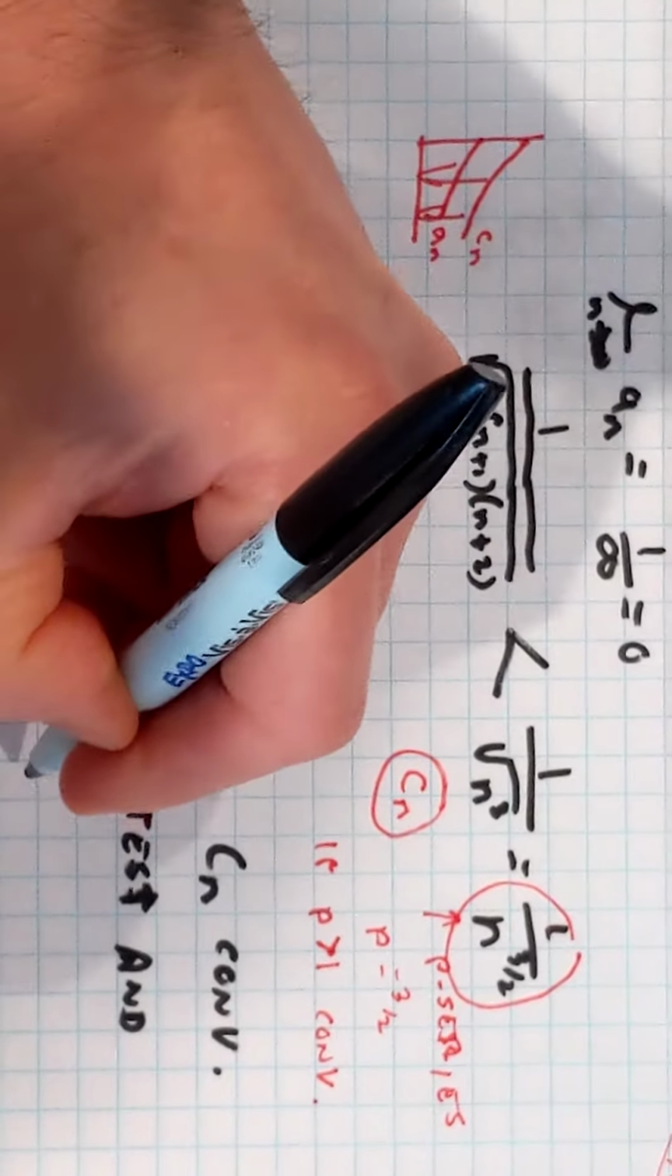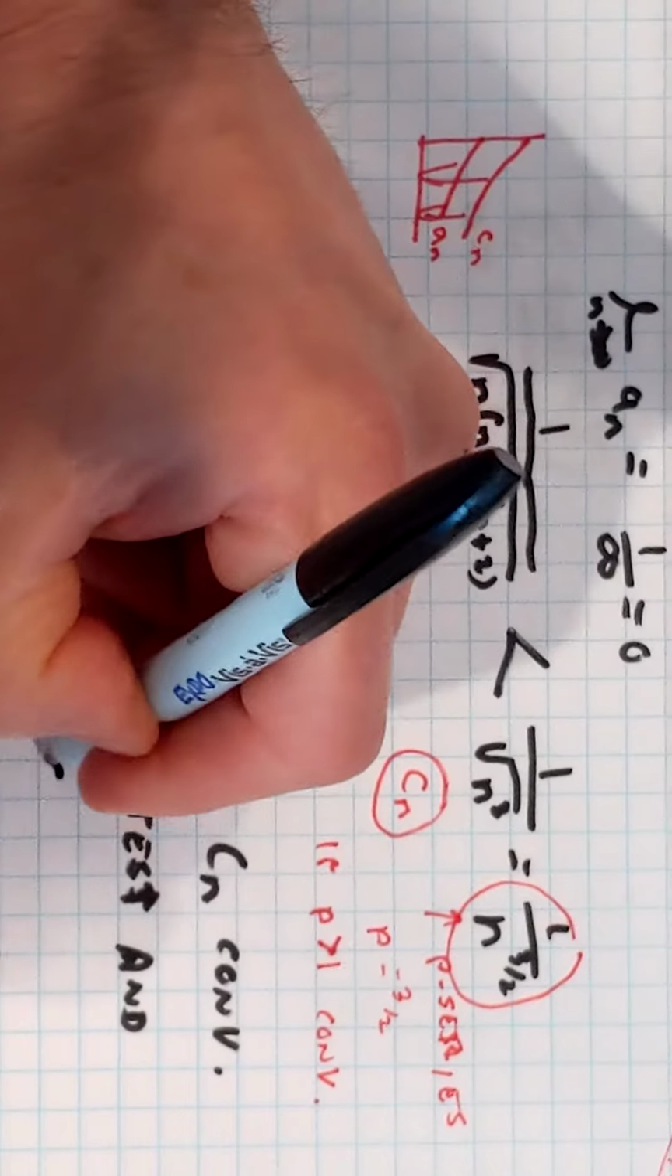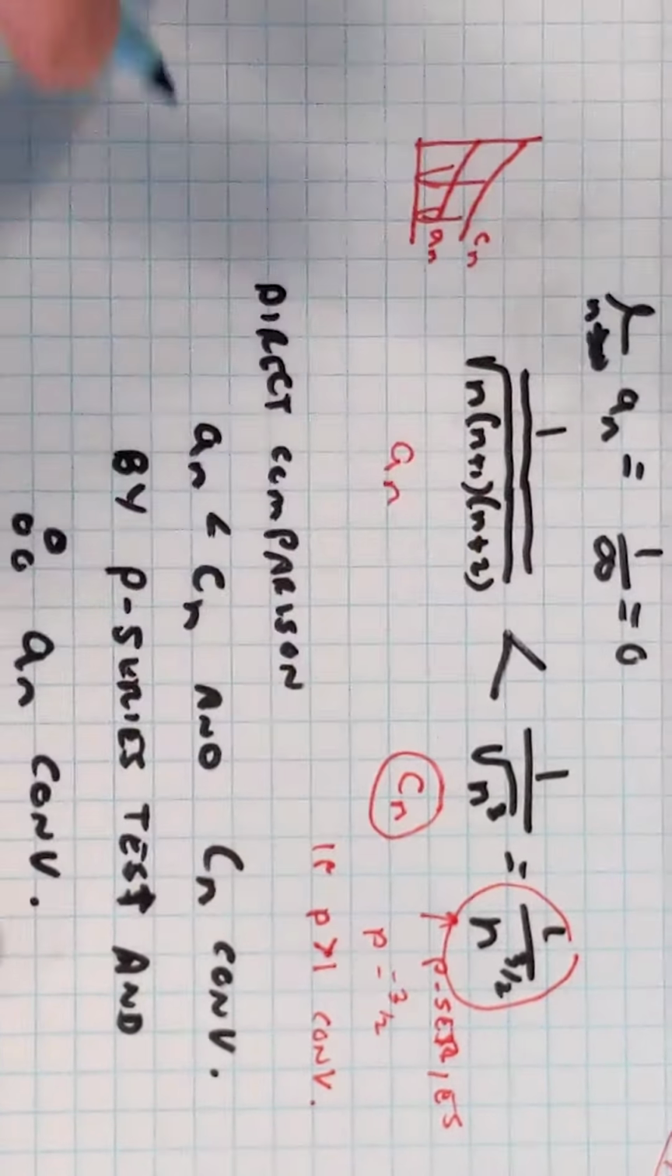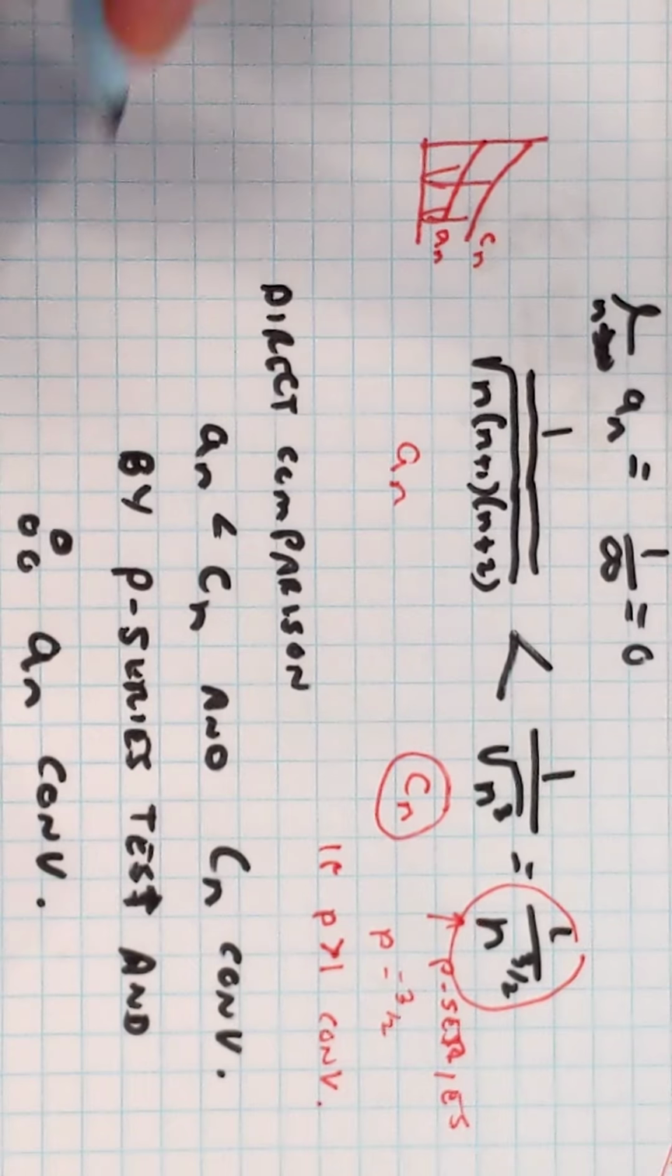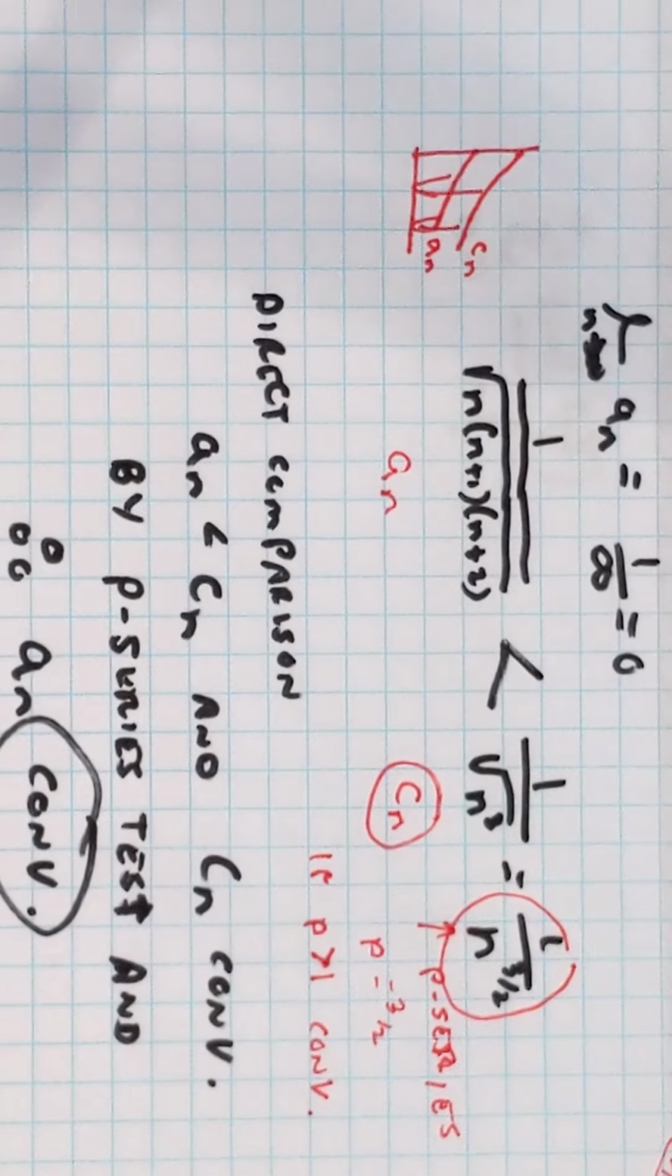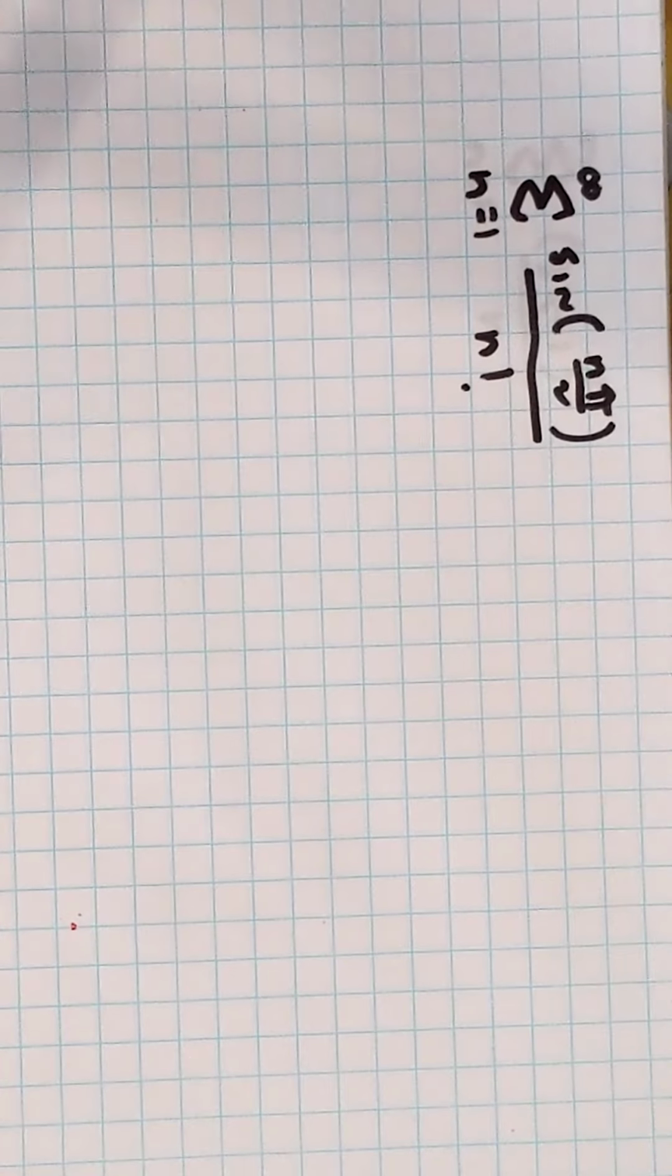A sub n converges. Done. Okay, pause. Take a look at that question. Okay, try it yourself. And here we go.